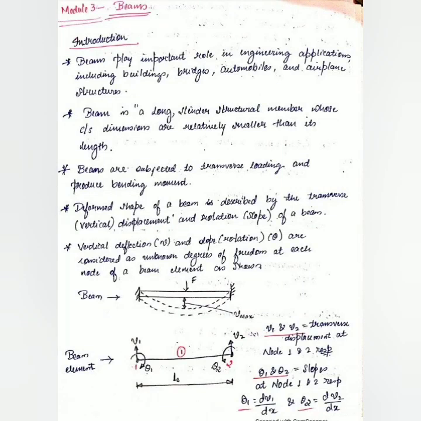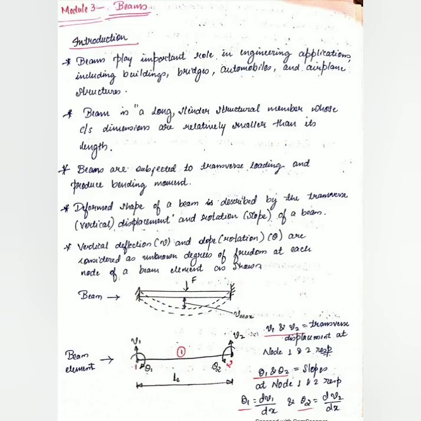We'll start with the beams. So you are already aware that beams are subjected to vertical loading or transverse loading, and they produce bending moment. So a one-dimensional beam element is shown here. Here each node has 2 degrees of freedom. That is, one is vertical displacement and another is slope.